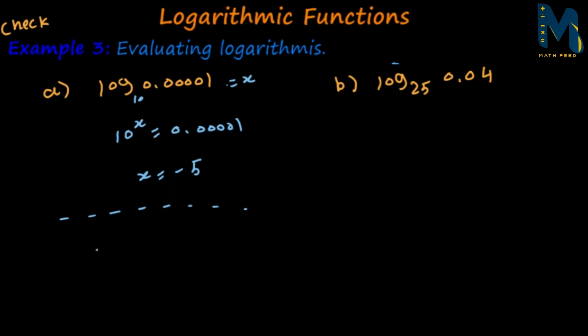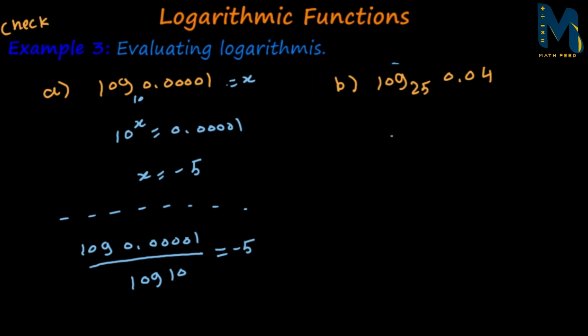So the second way, we can immediately write log of 0.001 over log of 10. So immediately by a calculator, if you do it, it equals negative 5.